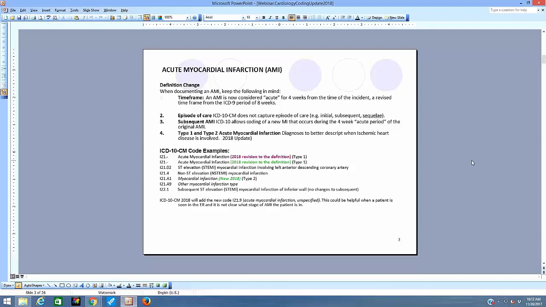And then you have subsequent AMI, and this is why. We do have initial and subsequent, we just don't have it as part of a 7th digit designation character within the I-10 code. The subsequent AMI allows coding of a new heart attack or new myocardial infarction that occurs during the 4-week acute period of the original AMI. Sometimes when you have that weakened heart that already had a heart attack, patients will have multiple, which is really unfortunate, but it usually happens in a pretty quick period of time. It's kind of like an earthquake that has recurring tremors, and that's what you're looking at there.